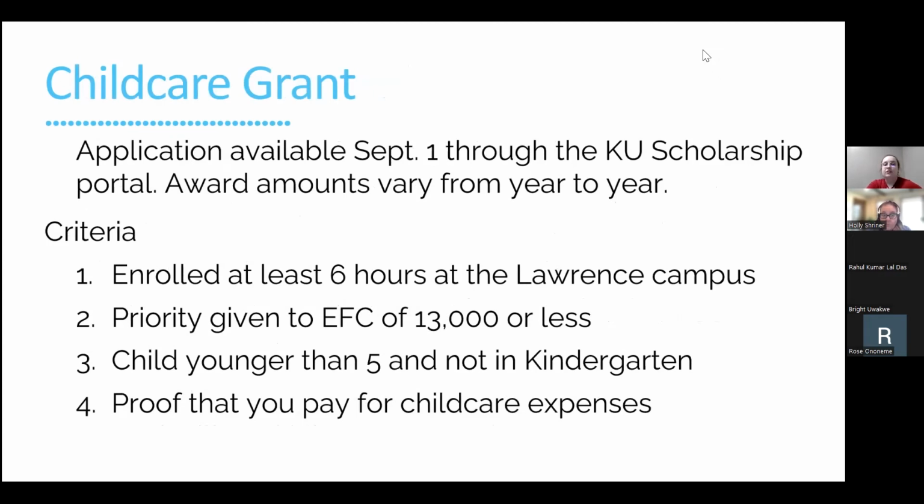There is also a childcare grant that's available. It usually becomes available starting September 1st, and it'll be at the KU scholarships portal, which is going to be ku.academicworks.com. The award amounts are going to vary from each year, but the criteria typically stays the same, so that it requires you're enrolled in at least 6 hours and you have an expected family contribution of $13,000 or less. And that's going to be something that is going to require you to file the FAFSA to be able to know that information. You also have to have a child younger than 5 who's not in kindergarten, and proof that you pay for childcare expenses. And that application will then be sent on to determine your eligibility, and it'll be added to your financial aid overview if you are eligible.